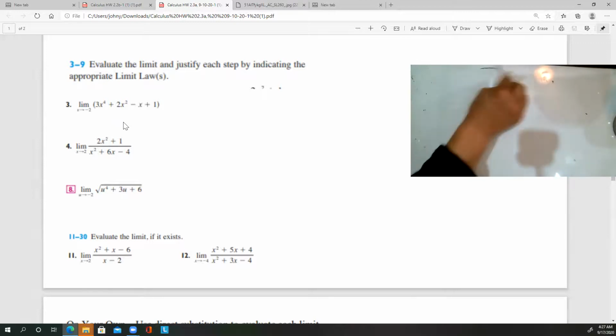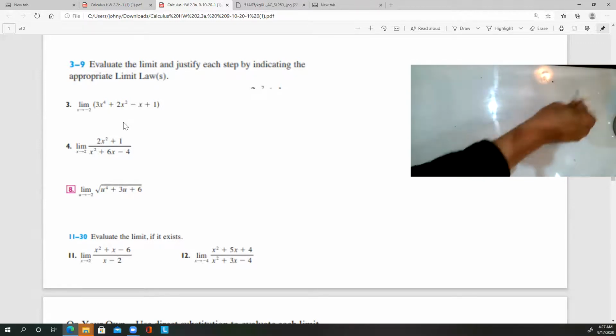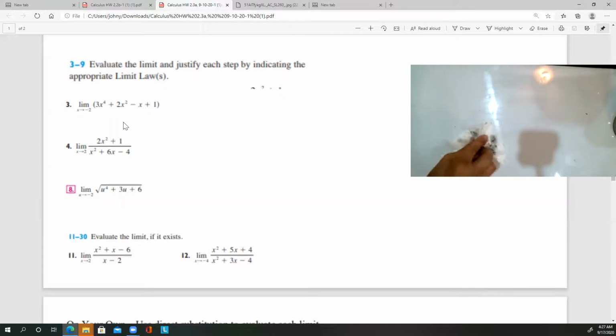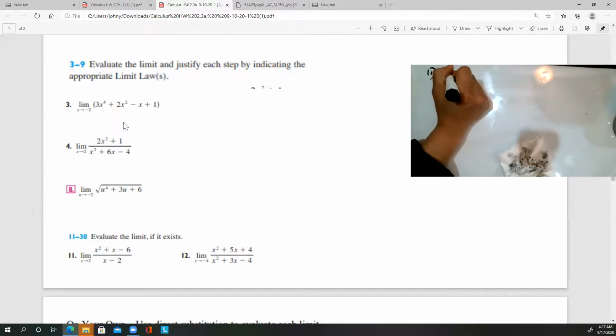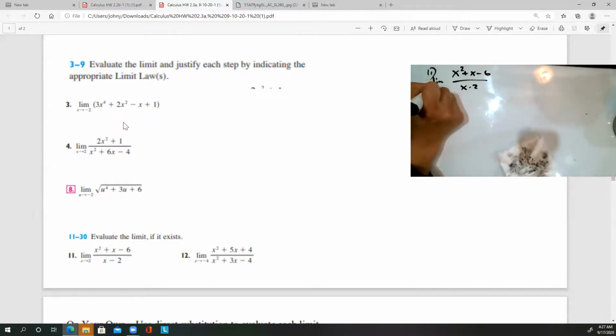Okay, so let's look at number 11. How do we do number 11? Number 11 says x squared plus x minus 6, all over x minus 2. What's the limit as x approaches 2? Well, if you plug in 2 in here, 2 minus 2 is 0. So division by 0 is not allowed. So you cannot put 2 in for x.